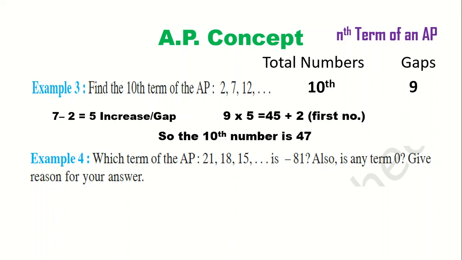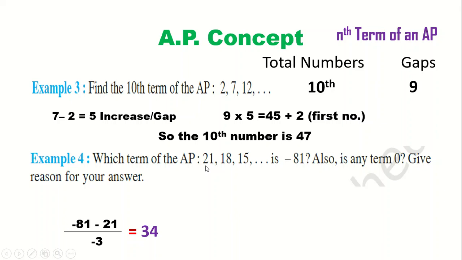AP 21, 18, 15, it is a decreasing series, up to 81. Which term is 81? Also, is there any term 0? Give reasons for your answer. These are questions taken from the NCERT. So 81, the last number minus the first number. So here this minus is a formula minus, you can say. 81 has a minus as such. So here you have to subtract this 21. So we have kept a subtraction symbol. So these are the difference.